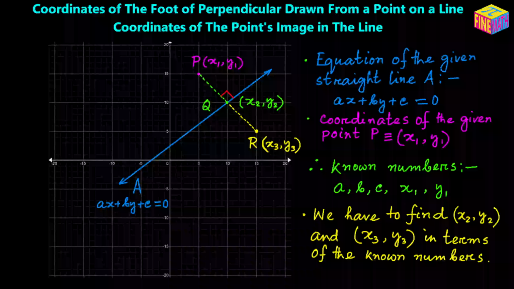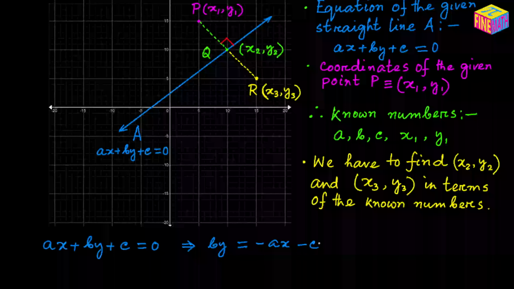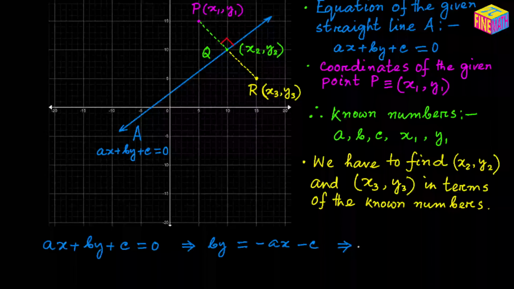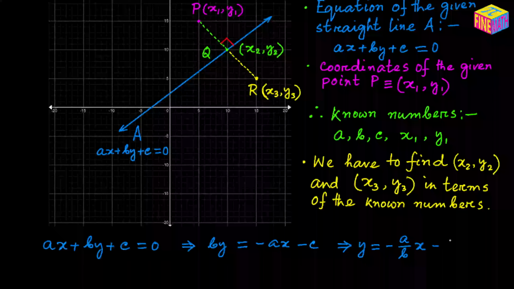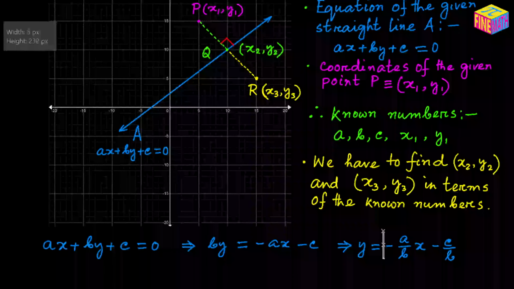So from this diagram, let's first try to find out what is the slope of the line A, and then we'll find out what is the slope of the line segment PQ. Line A's equation has been given as ax plus by plus c is equal to 0, and from here if we convert this into the y equals mx plus c form, the slope intercept form, then can we write it as b times y is equal to -a times x minus c, and from here if we divide both sides by b, then we get y equals -a over b times x, of course, and minus c over b.